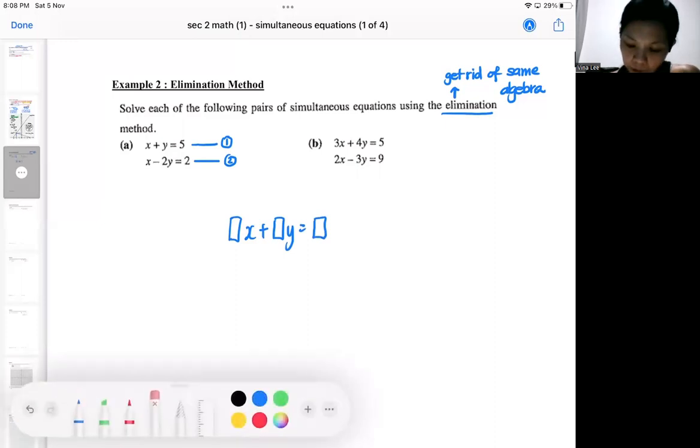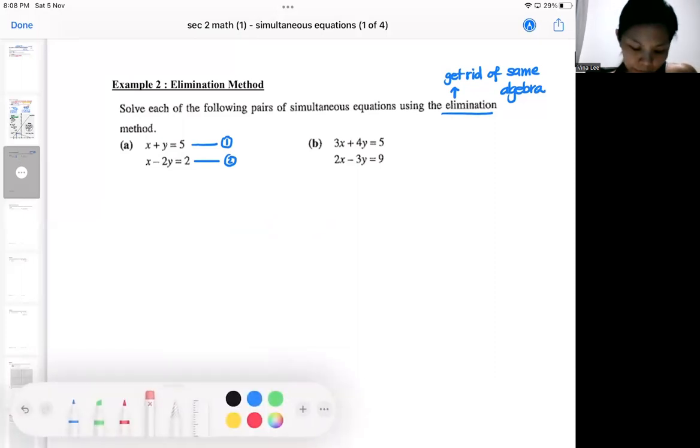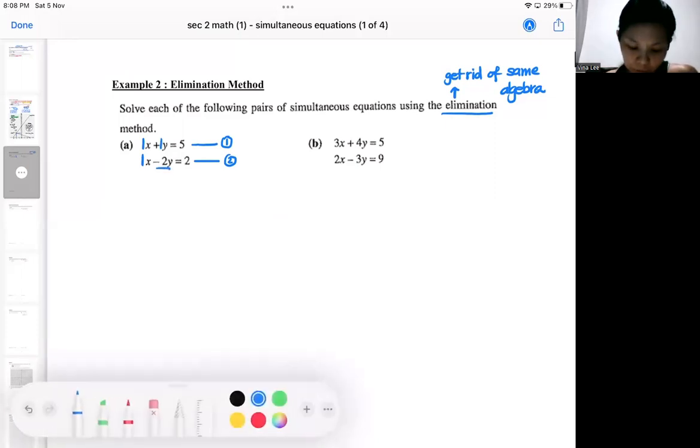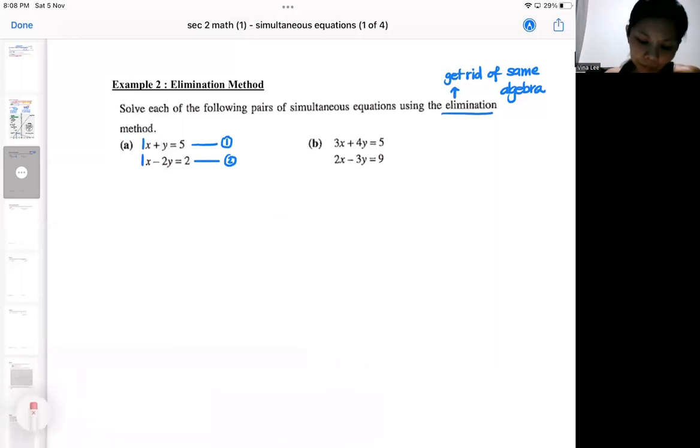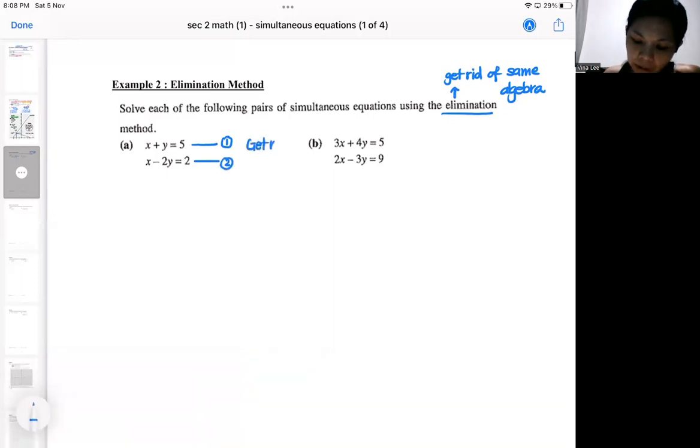So if you look carefully, you look at the algebra for x. Do you realize that this is 1x, this is 1x, and here this is 1y, and this is minus 2y. So if you observe the algebra, do you discover any same algebra? In this one, do you discover that the same algebra is the x? So you are trying to get rid of the 1x.